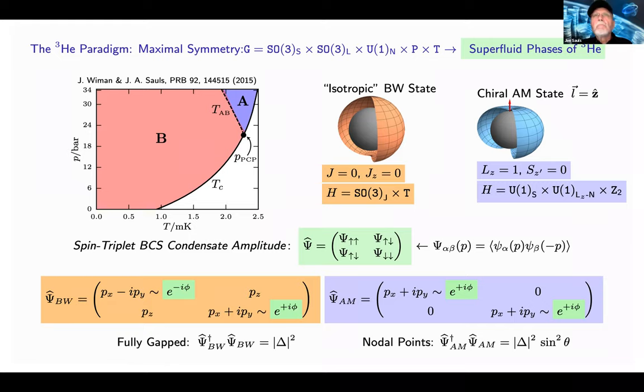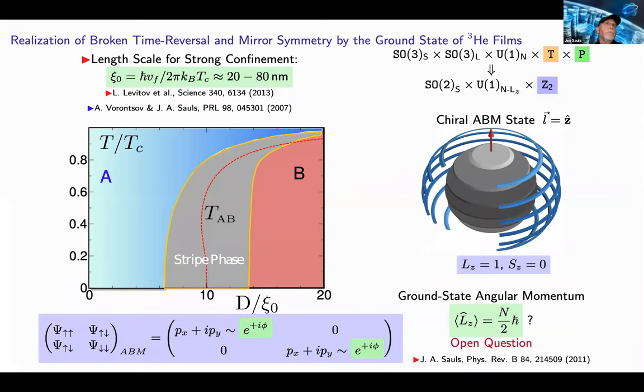Now, you might wonder why so much emphasis on the A phase, since it just occupies this little corner up here. But you can stabilize the A phase at all temperatures and pressures if you confine it into a quasi-two-dimensional film. So this is the phase diagram under confinement, where D on the horizontal axis is the thickness of the film. As you confine it below about 5 coherence lengths or so, you always stabilize the chiral A phase. And just to give you a physical dimension, this unit 10 here on the x-axis, 10 coherence lengths, is roughly a tenth of a micron.